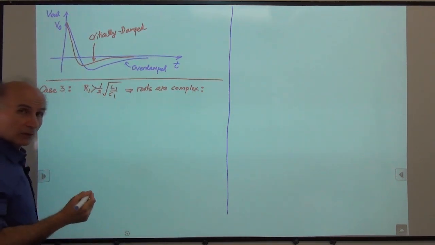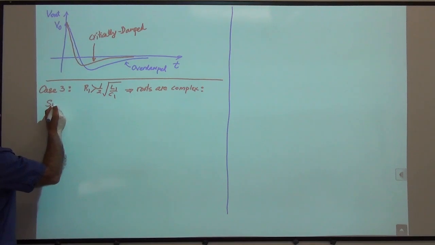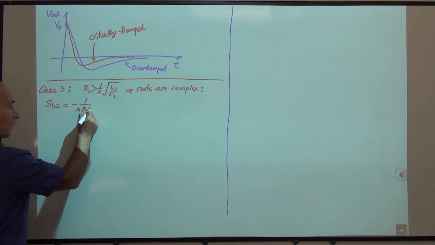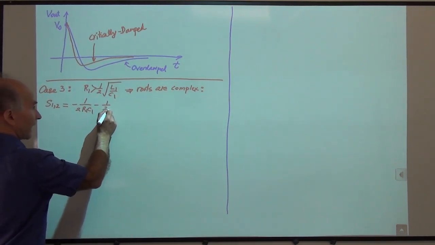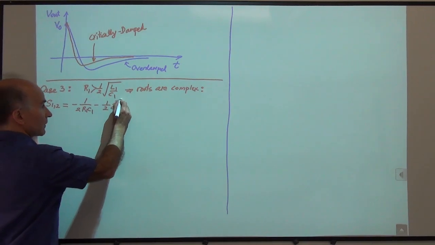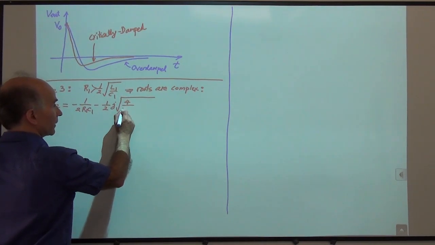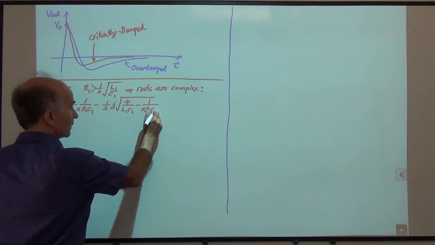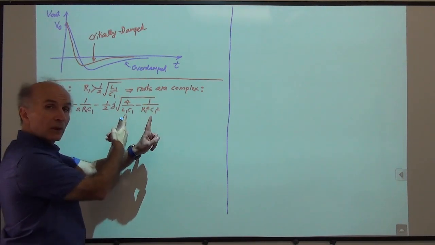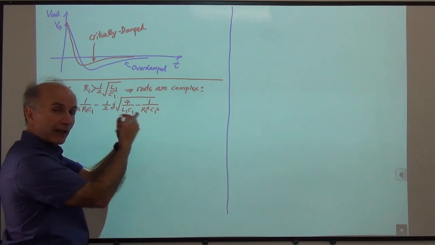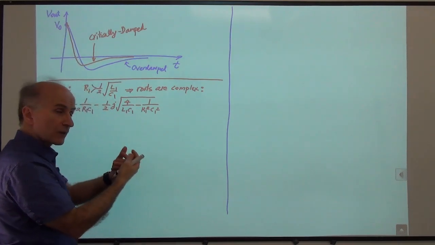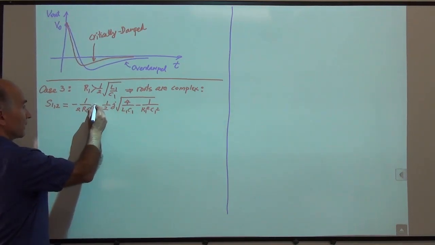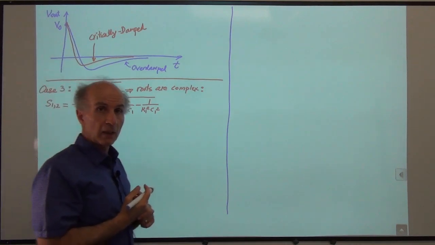So when they are complex, we're going to write them in this form. So we say S12 is equal to minus 1 over 2R1C1 minus 1/2 J square root of 4 over L1C1 minus 1 over R1 squared C1 squared. I just swap these two under the square root so that I can factor out square root of minus 1, and square root of minus 1 is J, so that's what we have. So this is our complex, the two complex roots of this system.